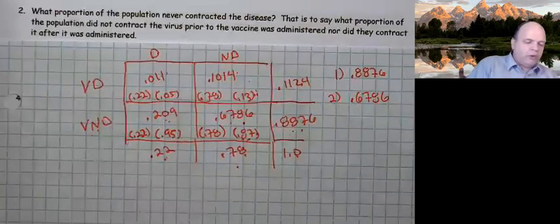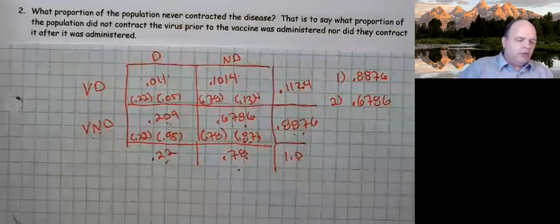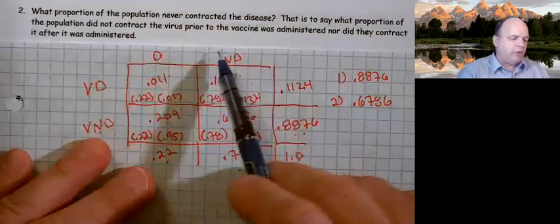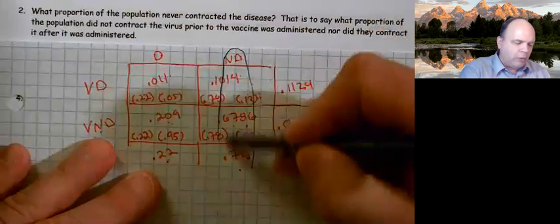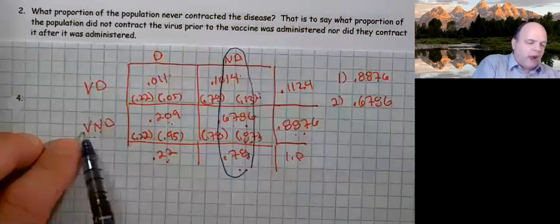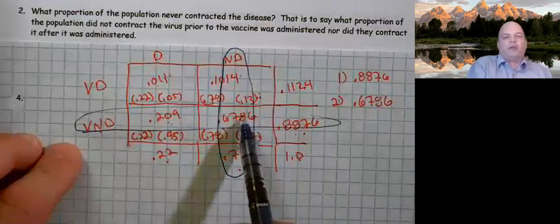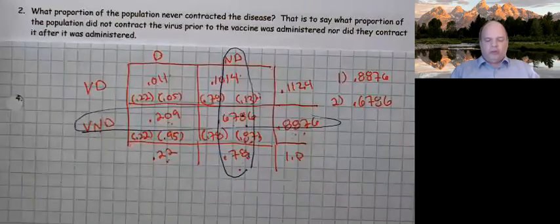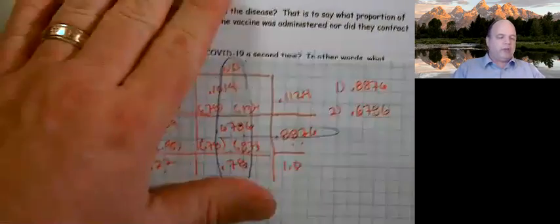So here we go. It says the proportion of the population did not contract prior, so we're looking at this column. And then nor did they contract it after it was vaccinated. So I'm looking right here, and this is where it got circled twice. So that's my intersection. So that's my answer to that problem. So that's where I get the 0.6786.